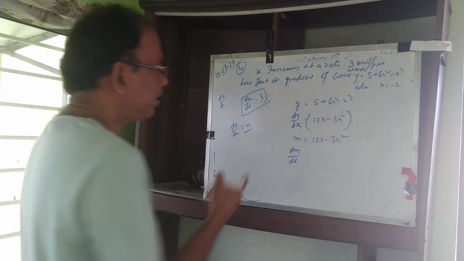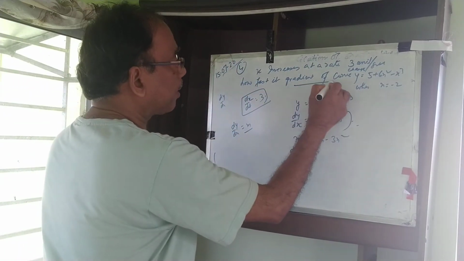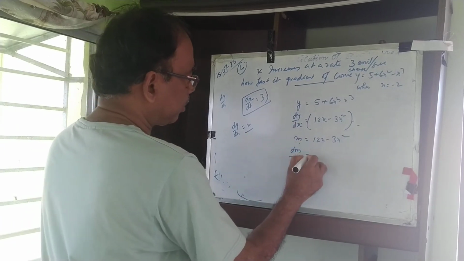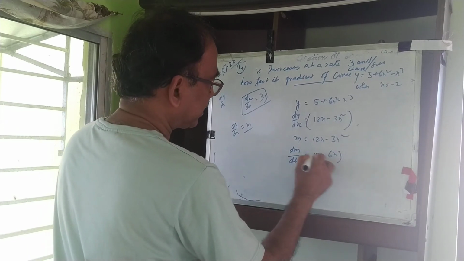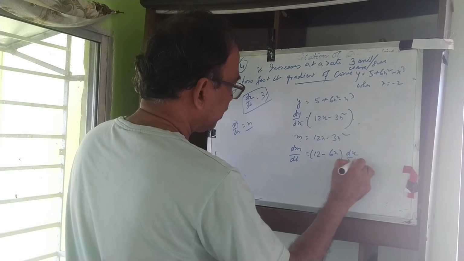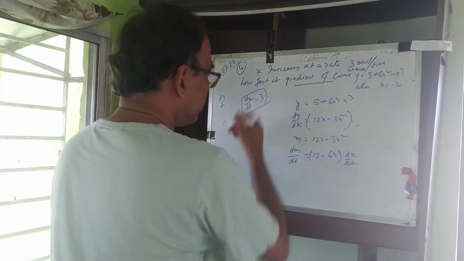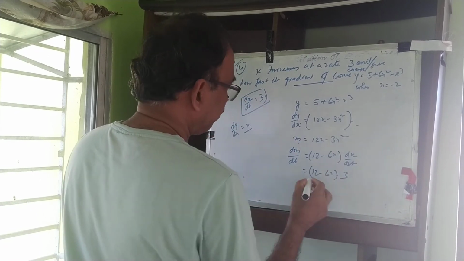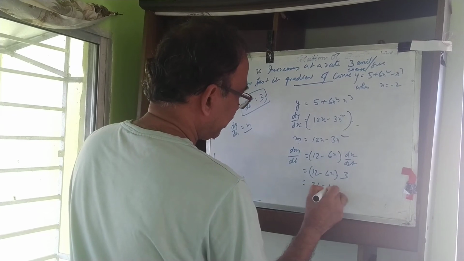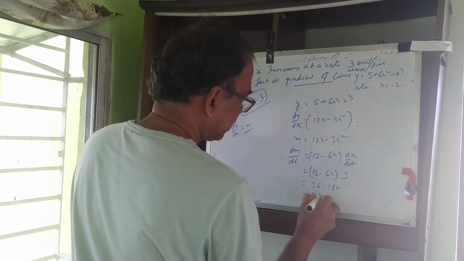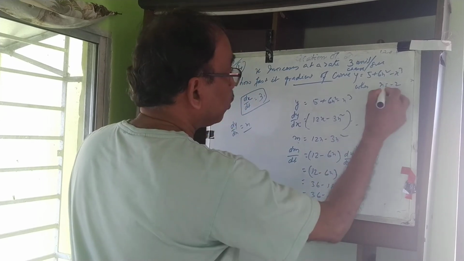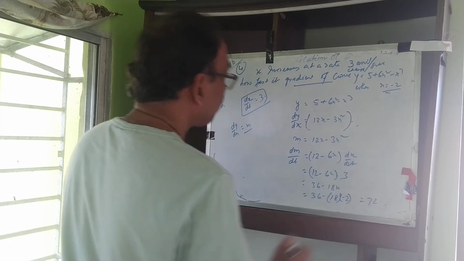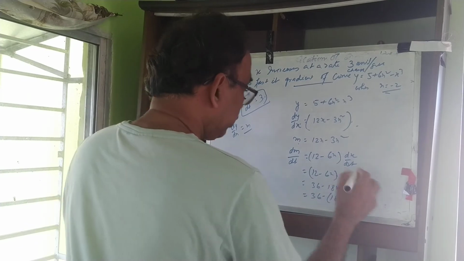dm by dt. Differentiating gives the rate of how fast the gradient of the curve is changing. That is, dy by dx is the gradient. So dm by dt equals 12 minus 6x into dx by dt. And dx by dt value is 3, given. That is 12 minus 6x into 3, which is 36 minus 18x. That is 36 minus 18 into the value of x, which is minus 2. That is 72, changing 72 units per second.